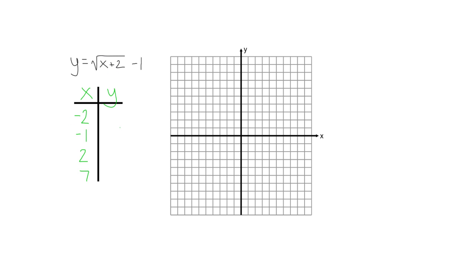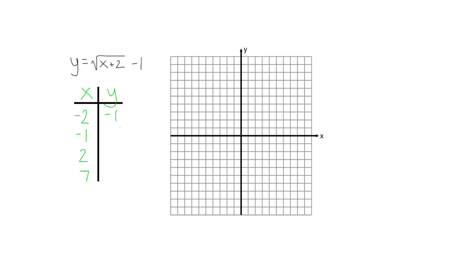Now, if I put negative 2 in here, what do I get? Negative 2 for x right here, negative 2 plus 2. Well, negative 2 plus 2 is 0. This will become 0. The square root of 0 is 0. And then 0 minus 1 is negative 1. Again, if I were you, I'd pause the video, give these a try, and then come back and check to see how you're doing.